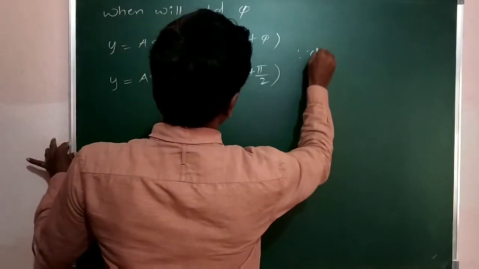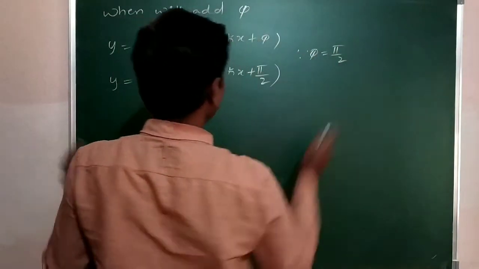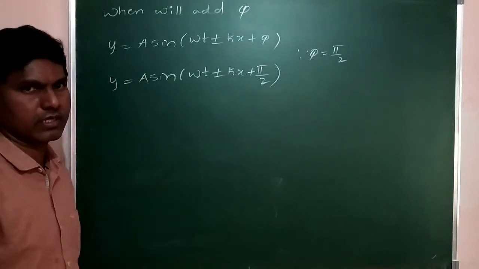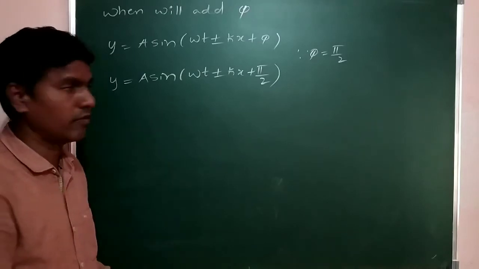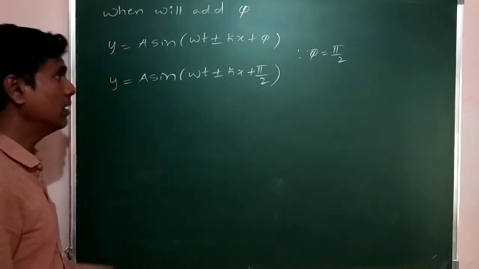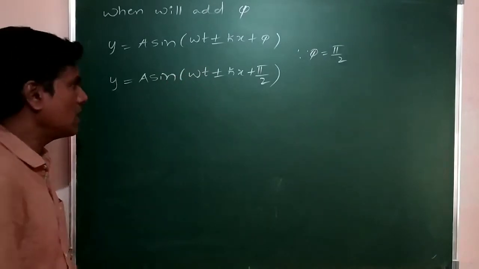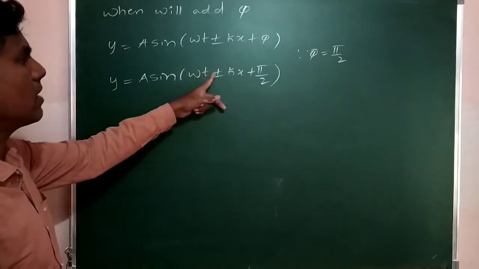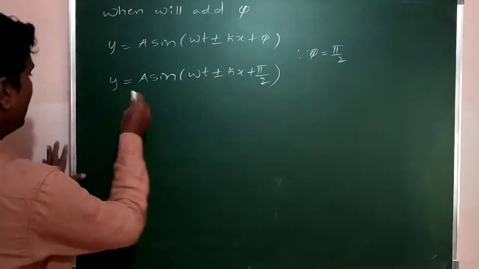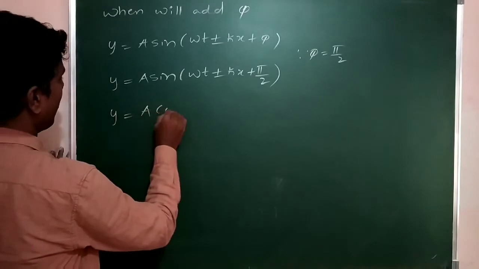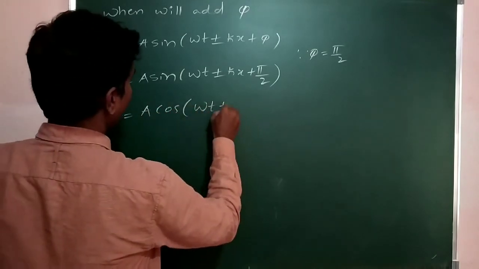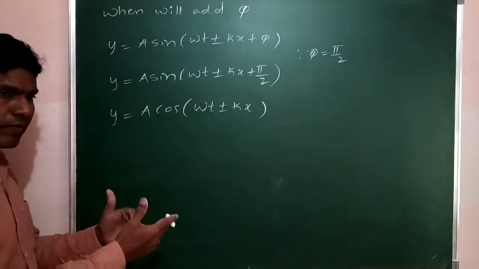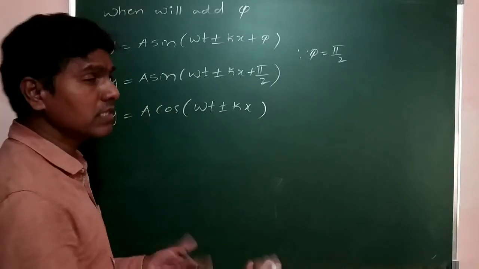Here, since the phase is equal to pi by 2, the vibration of particles reaches towards the extreme positions. At the time, the phase of the wave is taken as pi by 2. Here where the pi by 2 is added in that equation, the displacement of the progressive wave equation can be written as y equal to a cos omega t plus or minus kx. This is the common form.